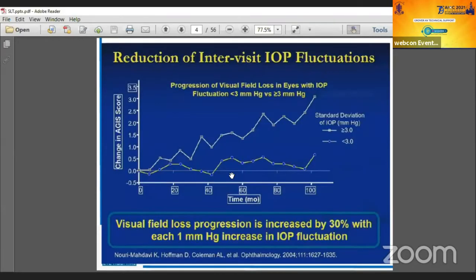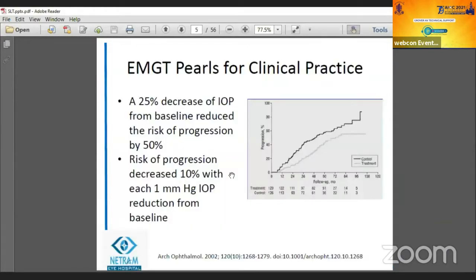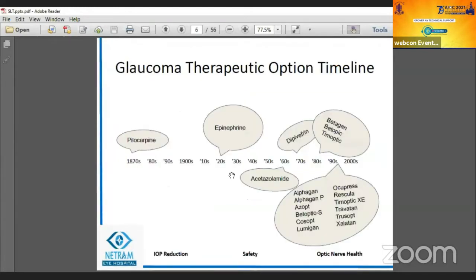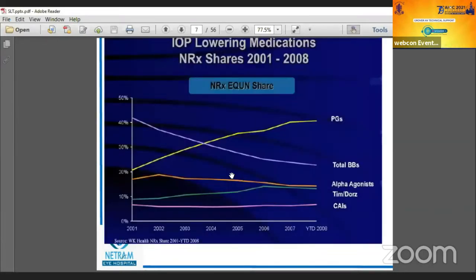So as per the AGIS study, visual field loss progression is increased by 30% with each 1 millimeter mercury increase in IOP fluctuation. Similarly with EMGT, IOP plays a major role in reducing the progression of glaucoma. So these are the glaucoma medications which have been introduced in the market over time.